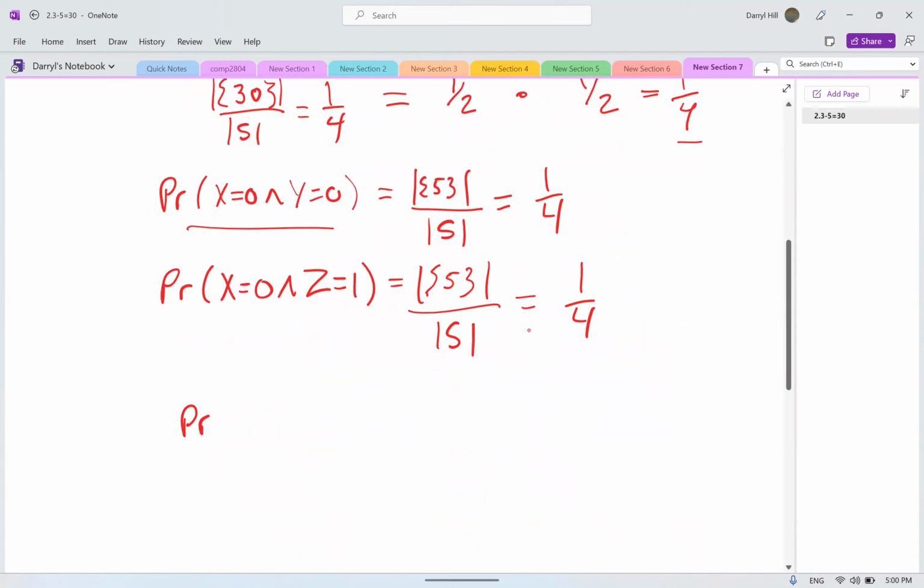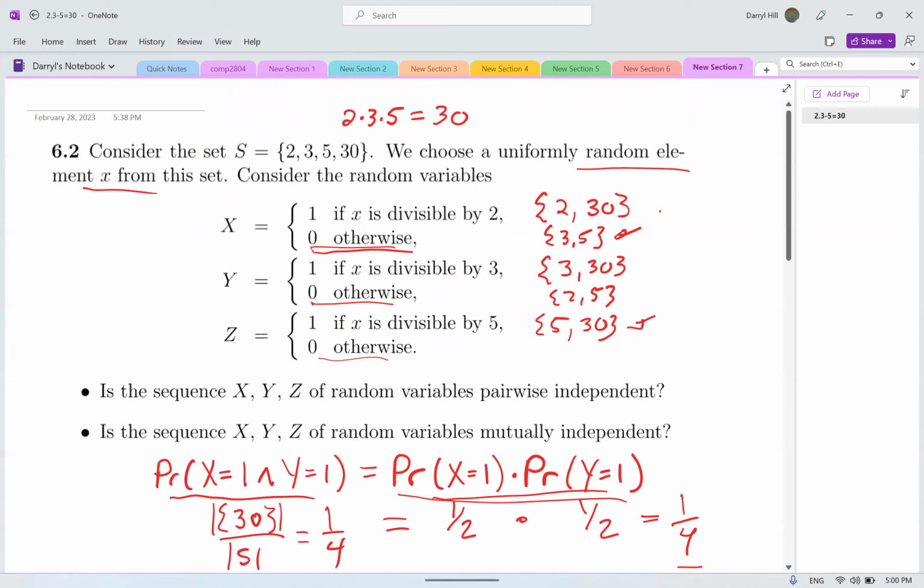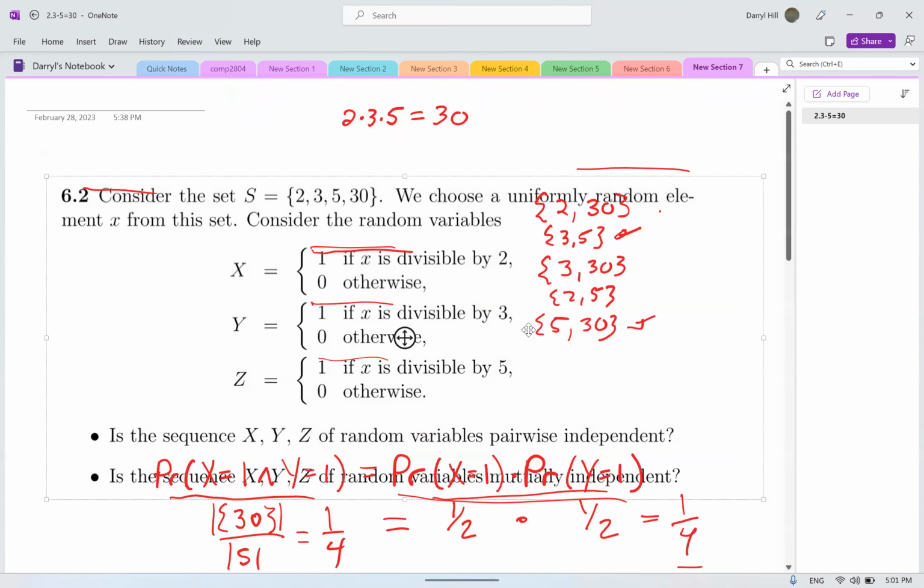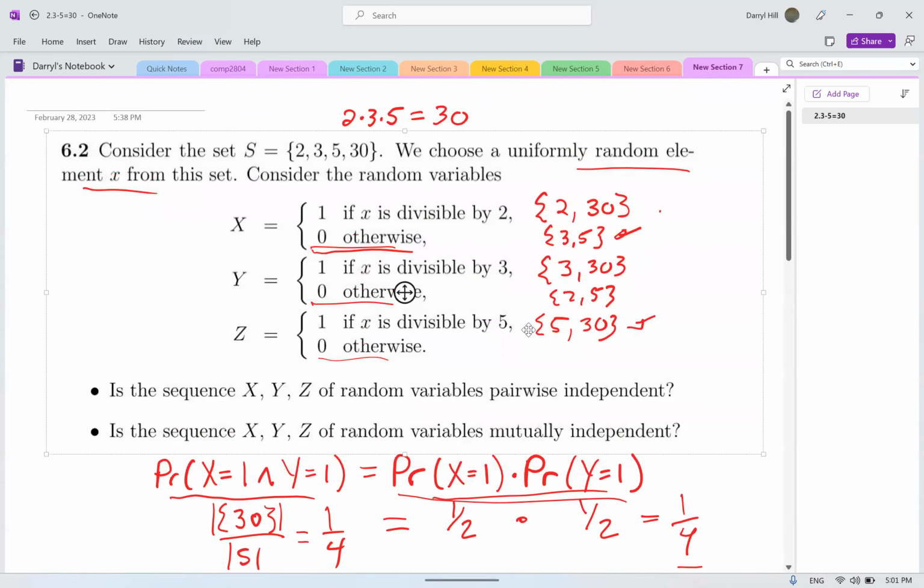So the probability x equals 0 and y equals 0 and z equals 0 is 0. Okay, so they are not mutually independent, although they are pairwise independent. So that means if I tell you that y is equal to 0, so it's a number that's not divisible by 3, and it's a number that's not divisible by 5, then I've narrowed down the values of x, possibly. Yeah, then I know that x must be equal to 1. Okay, questions?